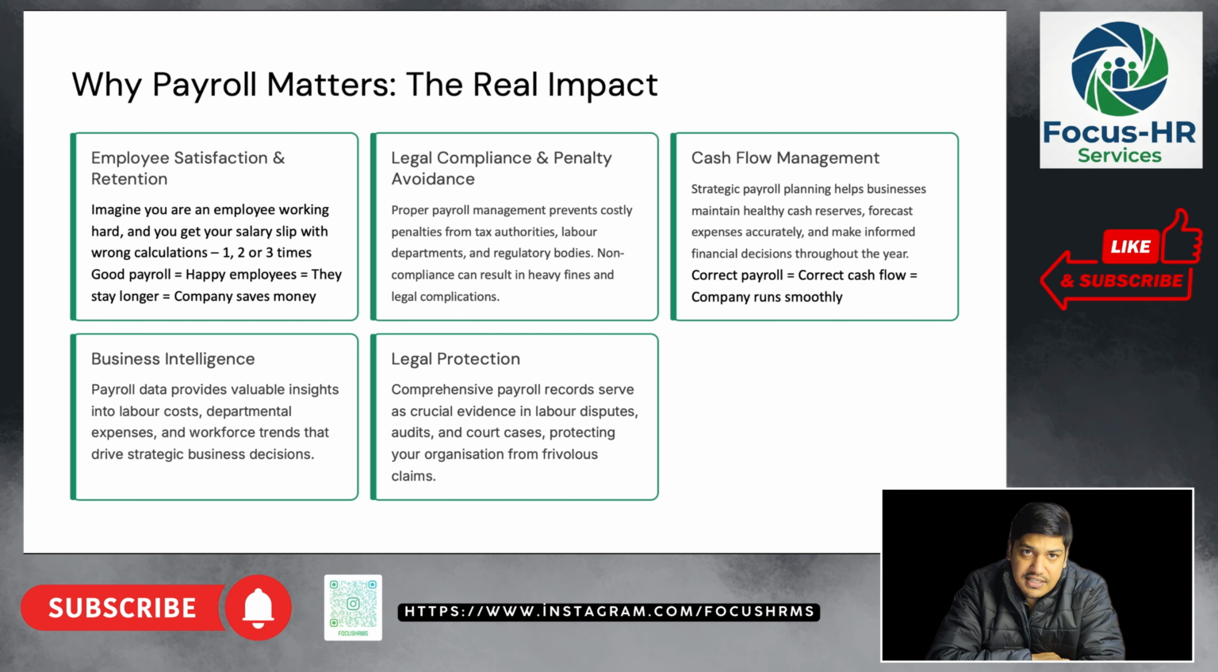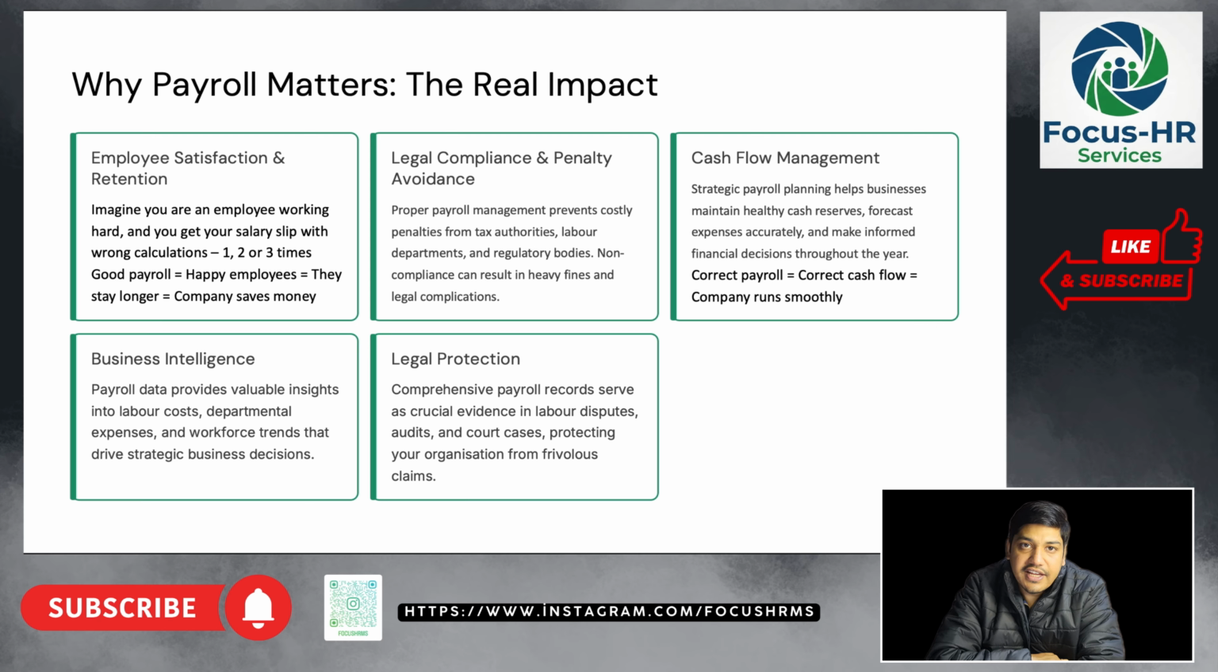The second reason is legal compliance and penalty avoidance. This is serious. Here is what can happen. You work for a company with 100 employees. The payroll person forgets to contribute PF for these employees. What happens next? A government audit finds this mistake. The company has to pay a penalty plus pay back all the PF amount plus 24% interest. Plus the director can face jail time. So correct payroll equals no government penalty and the company stays safe.